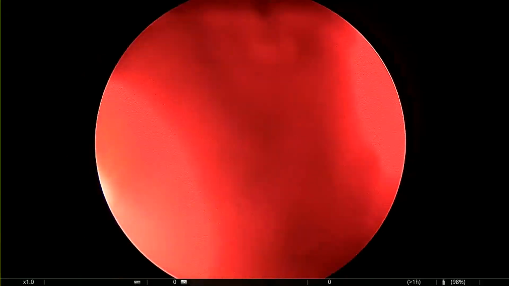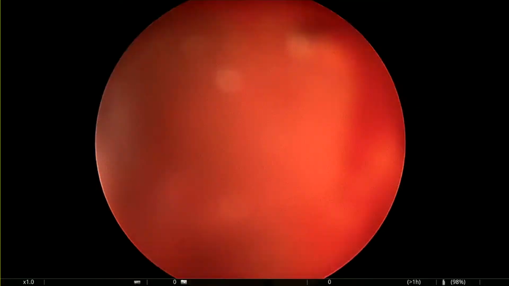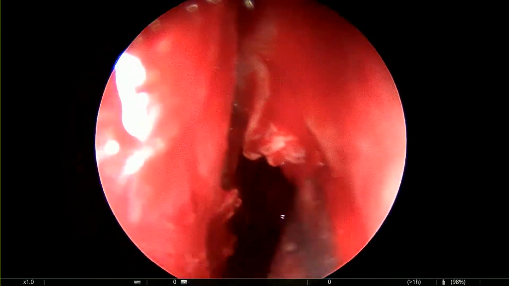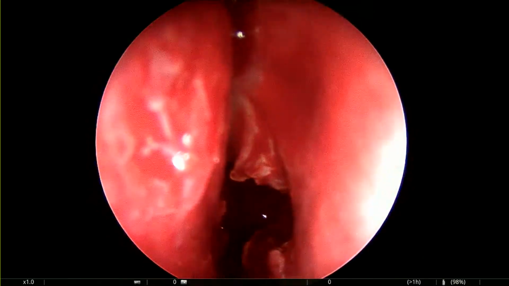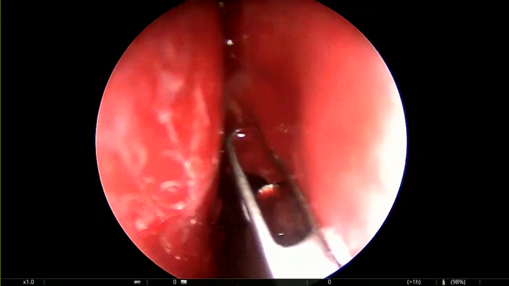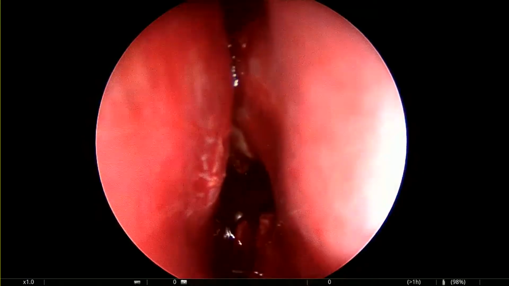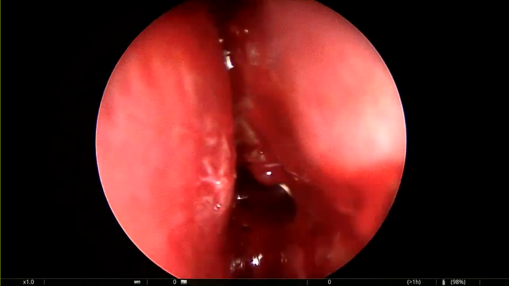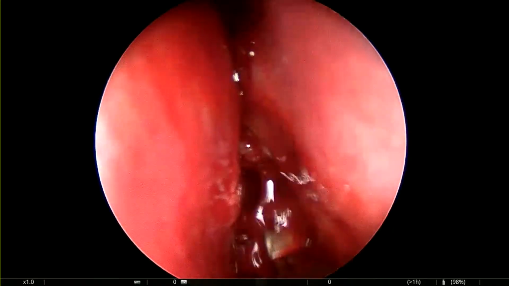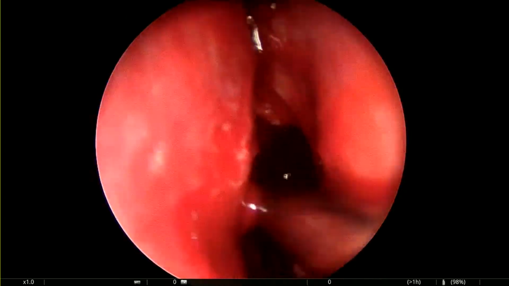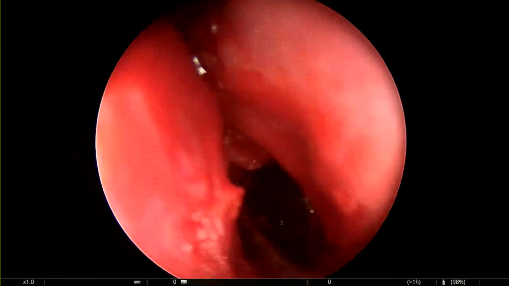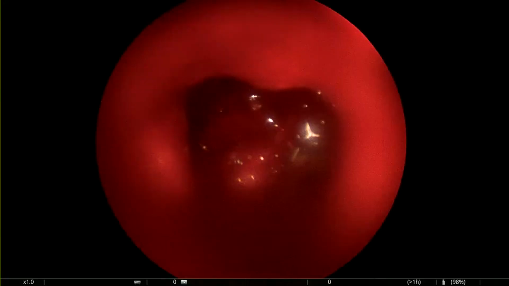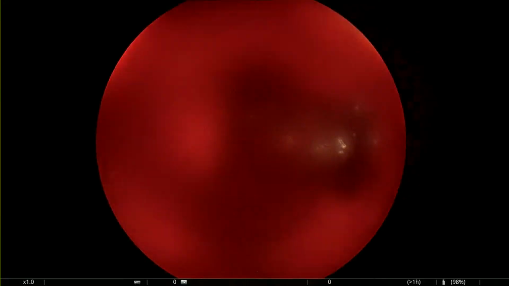Sorry for the bleeding, but it's sometimes like that. Okay, so I remove the last granuloma, avoiding stenosis. Okay, like that. I think we are going to put some Merocel for a few hours. We will remove it before she leaves the hospital. Okay, washing.